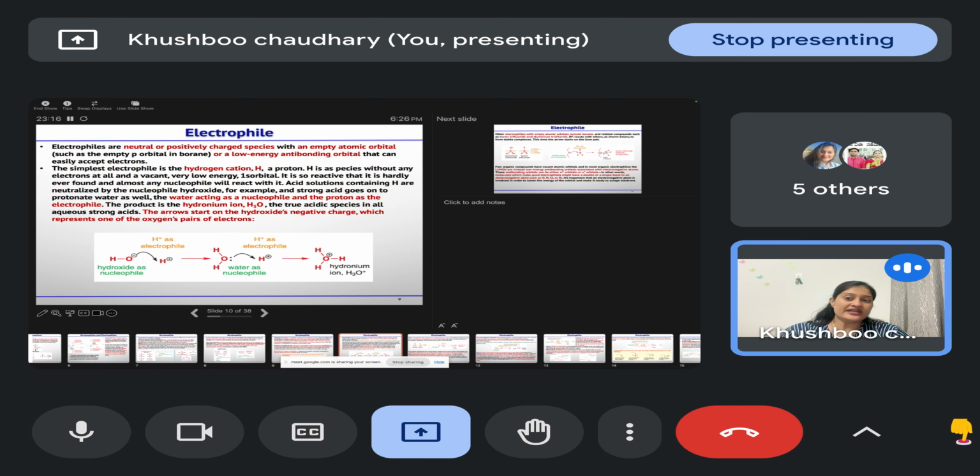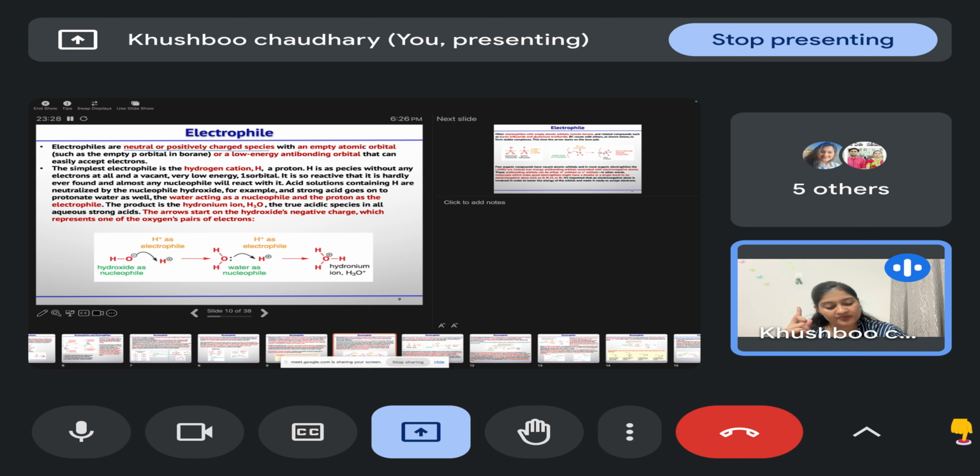Then let us discuss electrophiles. So electrophiles are those species just opposite of your nucleophile. Electrophiles can be neutral or positively charged species, but they should have an empty orbital in which they will accept the electron. For example, in the case of boron we discussed, it has an empty p orbital. Or electrophiles can be a species that has a lower energy anti-bonding orbital in which it can easily accept electrons. So the most common electrophile is your hydrogen cation, which we call a proton.